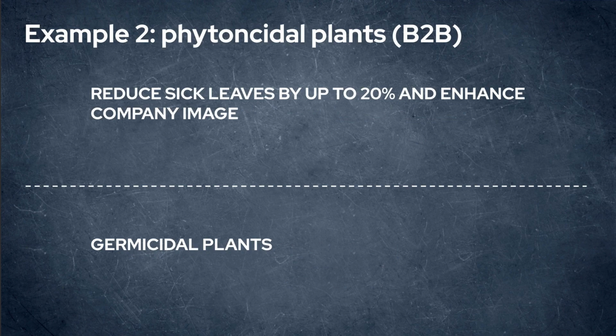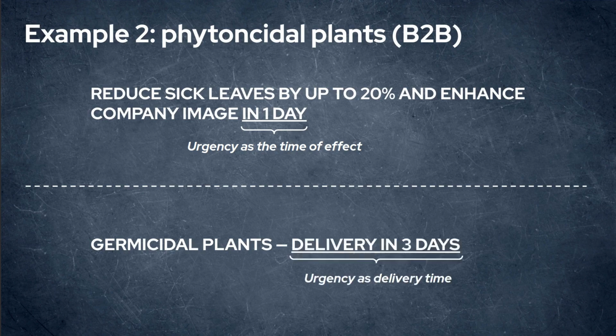In the first heading of the second example, we can use the plant effect time as the urgency. Reduce sick leaves by up to 20% and enhance company image in 1 day. In the second headline, we can add information about delivery and specify its time. Germicidal plants. Delivery within 3 days.